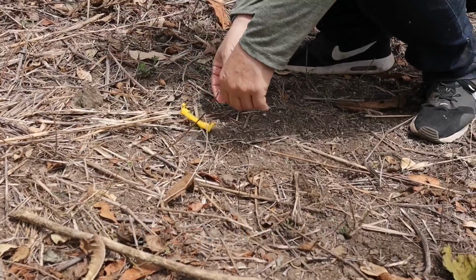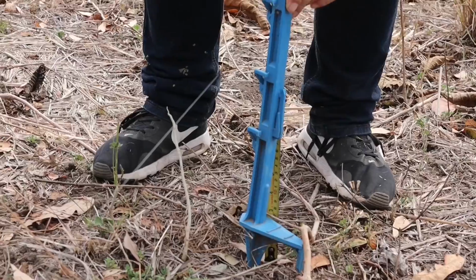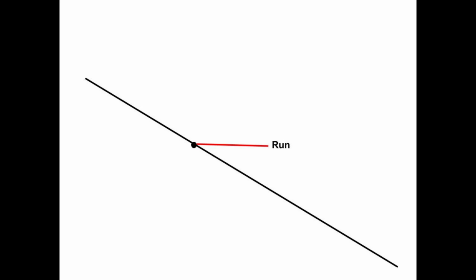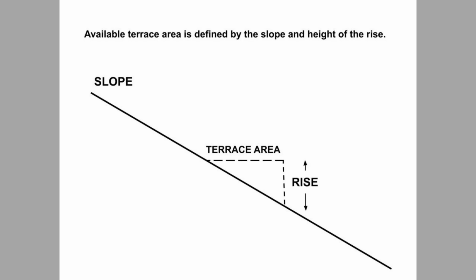We learned two terms, the run and the rise. The run is a level line that extends from a higher point on the slope. The rise is a vertical line that extends from a point lower on the slope. Along with the slope itself, these three things form a virtual right triangle. In the figure, the run represents the available flat terrace area. The rise tells us how much material that we have to fill in to make the terrace area possible.